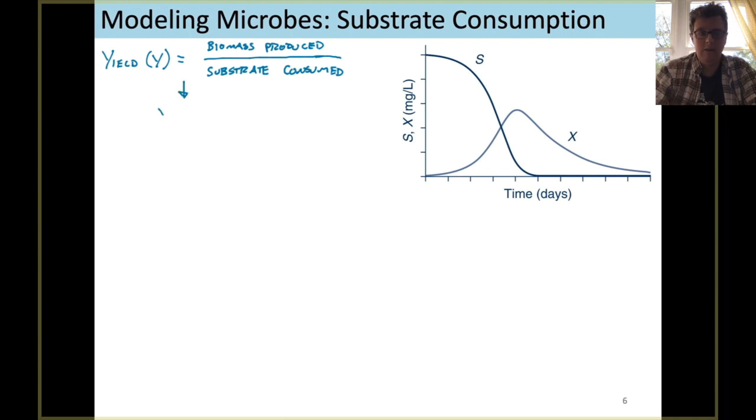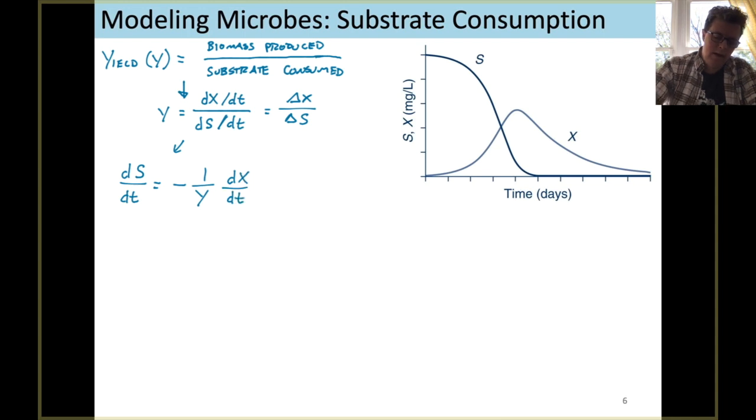What you can really think of yield as doing is basically serving as a conversion to say, how much biomass do you grow per unit substrate consumed? So yield is this critical translator, if you will, between the substrate equations and the biomass equations, or between x's and s's in this particular problem. And so from that definition of yield, we can directly relate substrate concentrations ds dt to biomass concentrations dx dt.